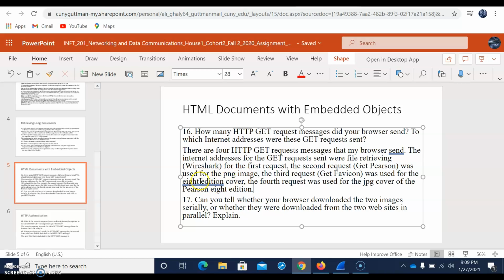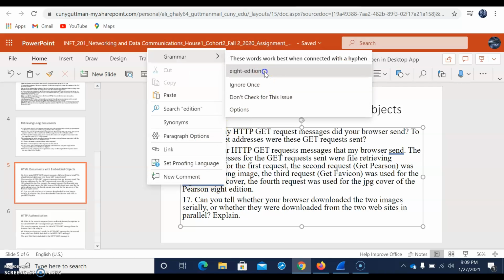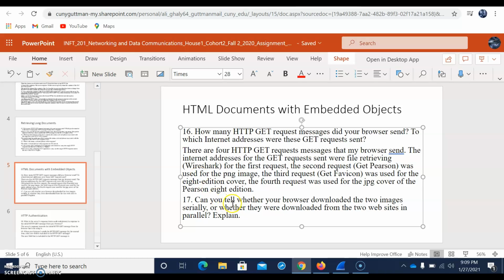Now, question 17 is asking: can you tell whether the two images were downloaded serially or whether they were downloaded from the two websites in parallel, and explain? Okay, so wait a moment, I need to come up with that.